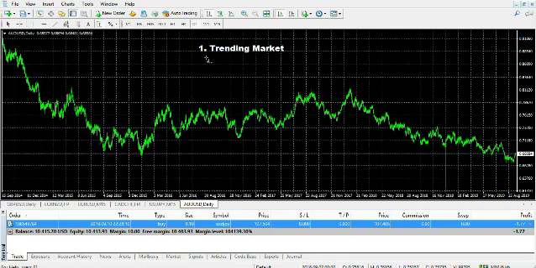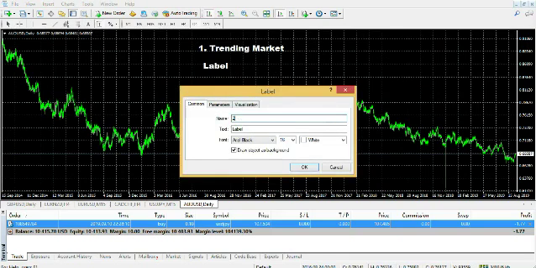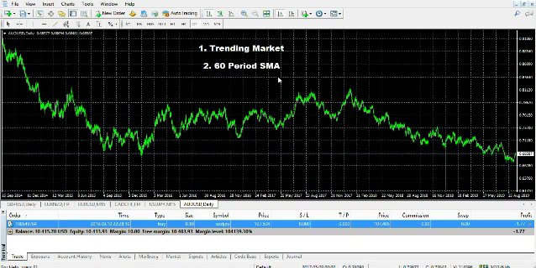And then secondly, you need number two, you need a 60 simple moving average. A 60 period simple moving average is the second thing you need for this strategy to be able to work.